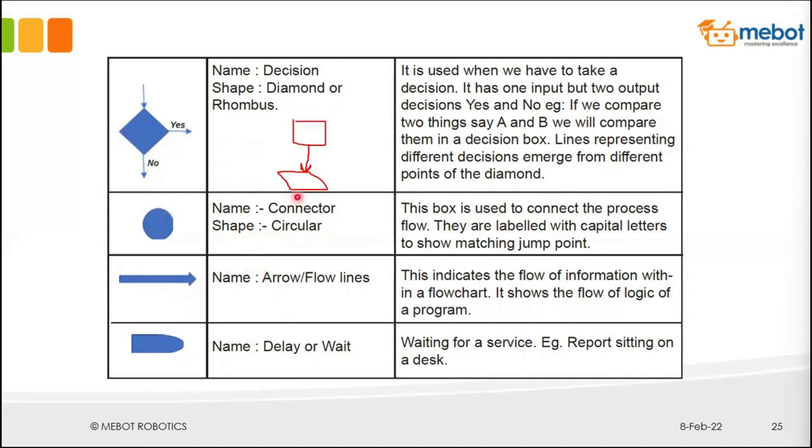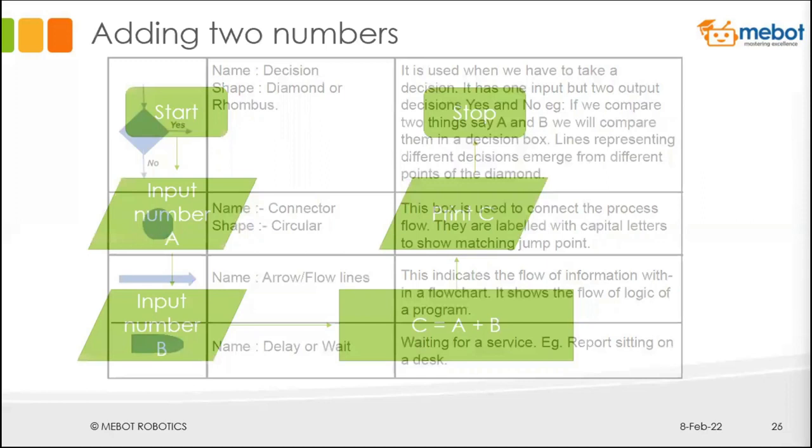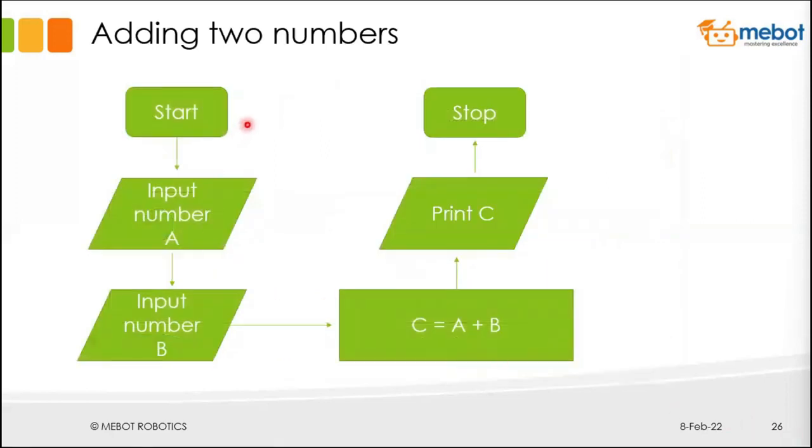Then using a process box, which is the rectangle, we define the variable C is equal to A plus B, because we need to print something. C is equal to A plus B. Then using another output box, we print C and then stop. So our flowchart will look like this.